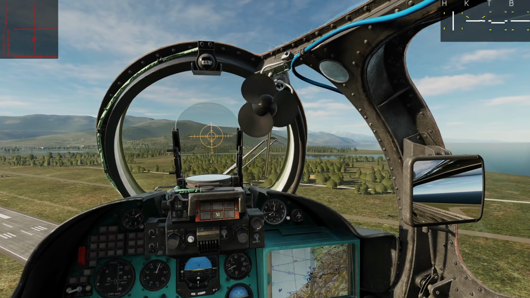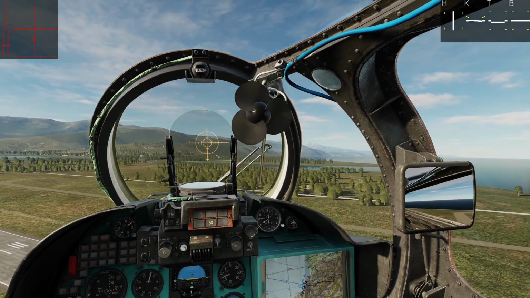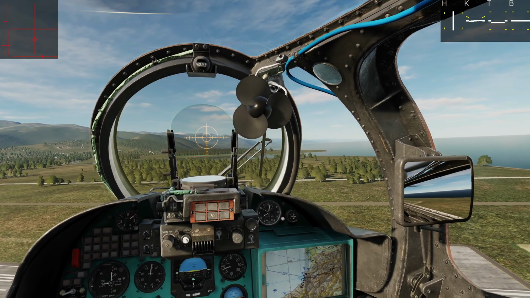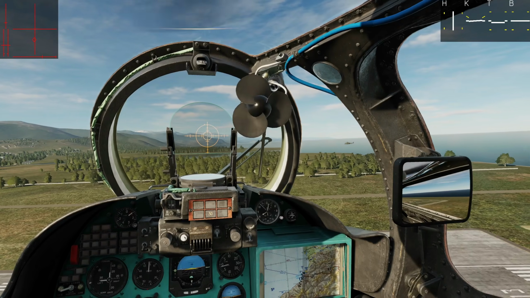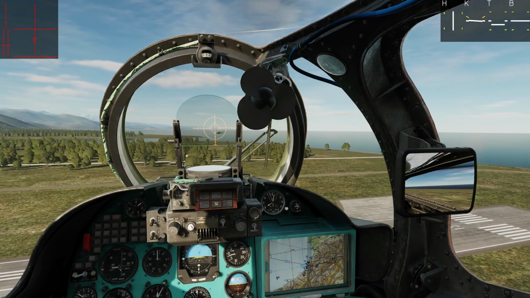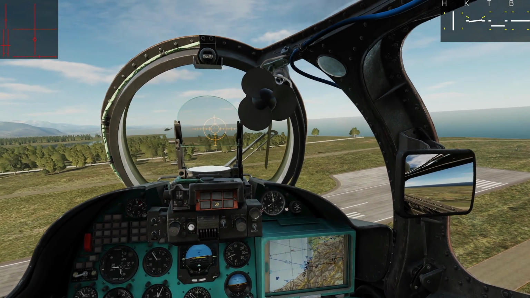As we transition to hover, the likelihood of VRS, vortex ring state, increases, and that's where we've got to be careful. The best way to avoid that is, of course, keeping our eye on our VVI, keeping it static, not letting it drop down below 3 meters per second.